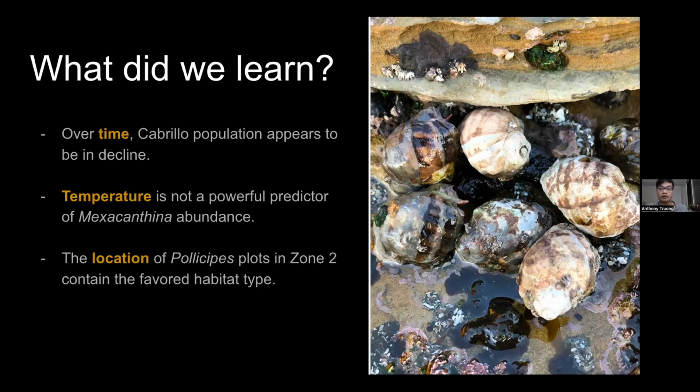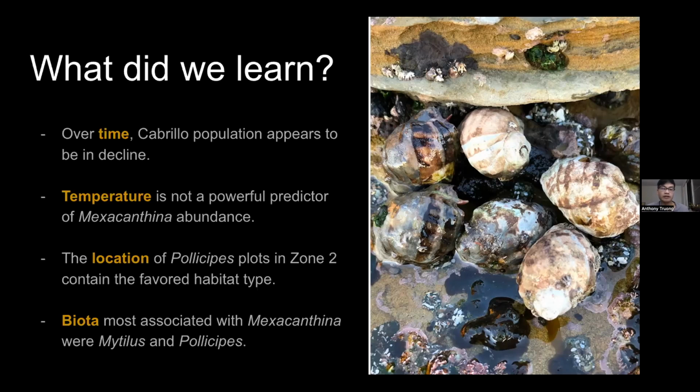As far as the location of Mexican fauna, we found the most in Polycipes plots that were found in Zone 2. And whether or not that's because of elevation or because it is there to prey on these goose barnacles remains unexperimented and unstudied. And then lastly, the biota that were most associated with Mexican fauna were in fact the mussels in the Middleist plots and Polycipes in the Polycipes plots. Right, so that's kind of just like an overall summary of my results.